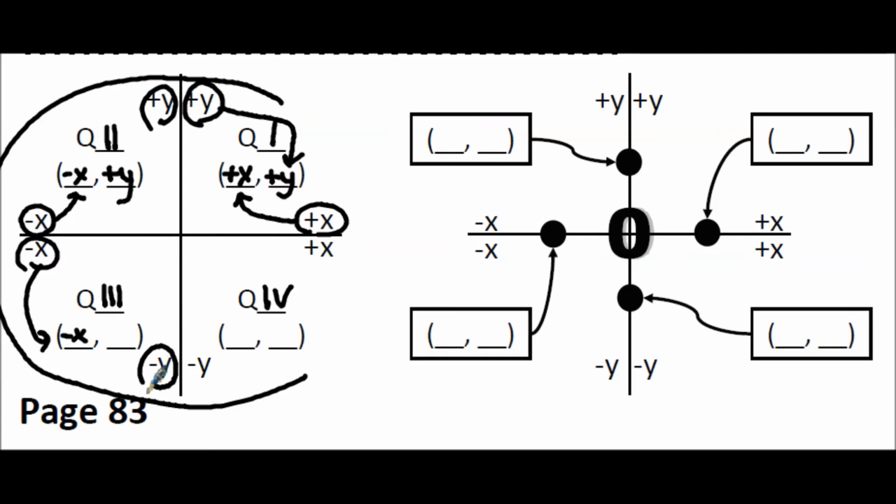If you have a negative x and a negative y, two negative coordinates, you'll end up in quadrant 3. And with a positive x and the second coordinate, or the y-coordinate, being a negative y, you'll end up in quadrant 4. So positive, positive is quadrant 1, negative, positive is in quadrant 2, negative, negative will be in quadrant 3, and positive, negative will be in quadrant 4.